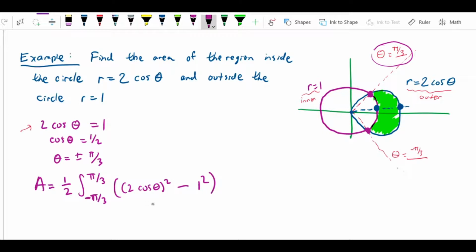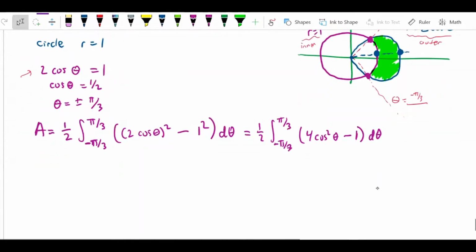So in other words, I have the outer curve squared minus the inner curve squared d theta. And that's going to be 1/2 integral from negative pi over 3 to pi over 3 of 4 cosine squared theta minus 1 d theta. Now, one thing that you should recognize at this point is that this entire function here is even. In other words, we know that cosine is an even function. We know that constant functions are even functions.